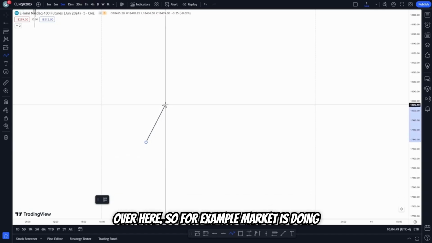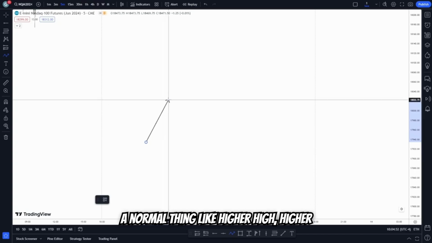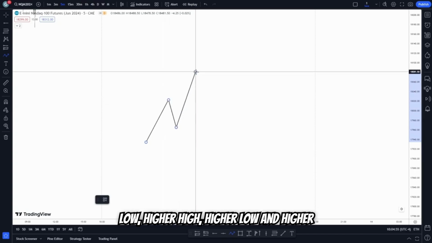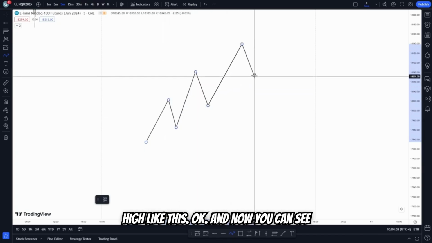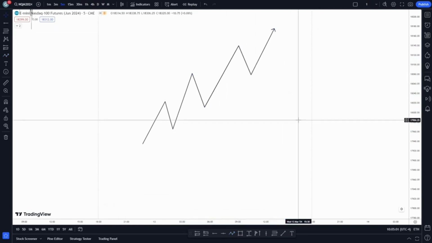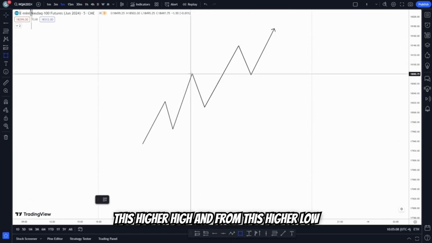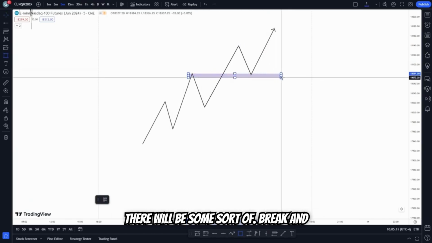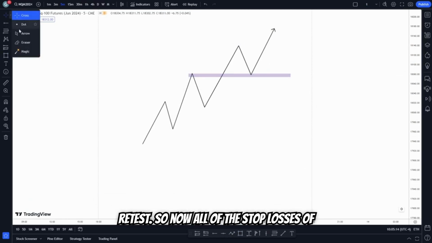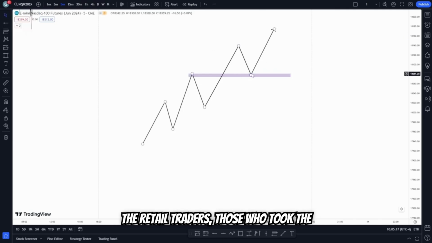So let's see it over here. For example, the market is doing a normal thing like higher high, higher low, higher high, higher low, and higher high like this. Okay, and now you can see that this is all high low, high low, high low, right? So from this higher high and from this high low there will be some sort of break and retest. Now all of the stop losses of the retail traders, those who took the buy from here, their stop loss will come just below this low.